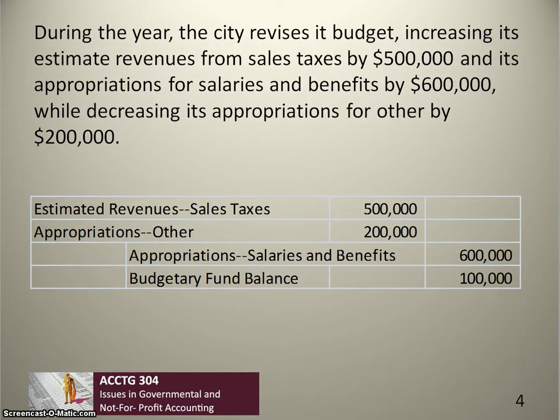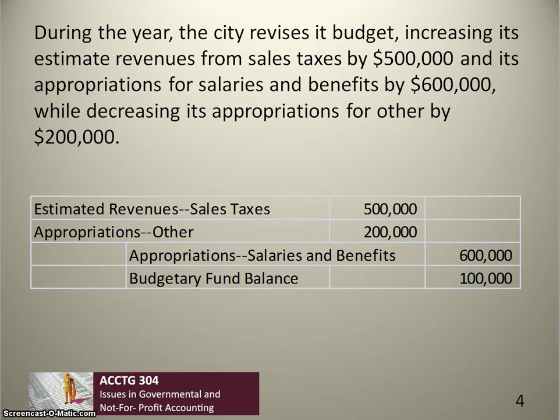Okay, during the year, facts change and it was necessary for the city to revise its budget. So it increased its estimated revenues from sales taxes by $500,000. It increased its appropriations for salaries and benefits by $600,000, and it decreased its other appropriations by $200,000.